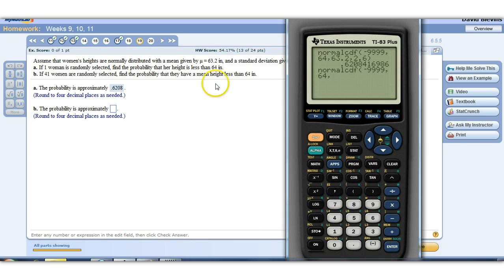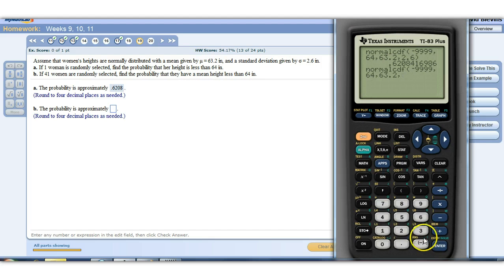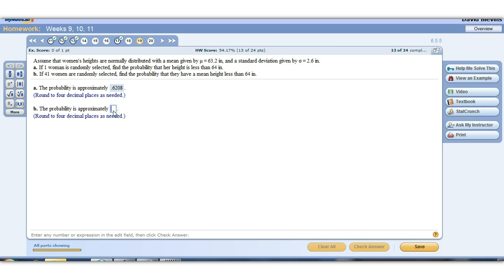The only thing that's different here is not the mean. The mean's still 63.2 in the distribution of all these possible sample means. The only thing that's different here is the standard deviation, and the standard deviation gets adjusted: 2.6 divided by the square root of the sample size, 41. So that's where this number goes. Then we hit enter. So 0.9756 to 4 decimal places.